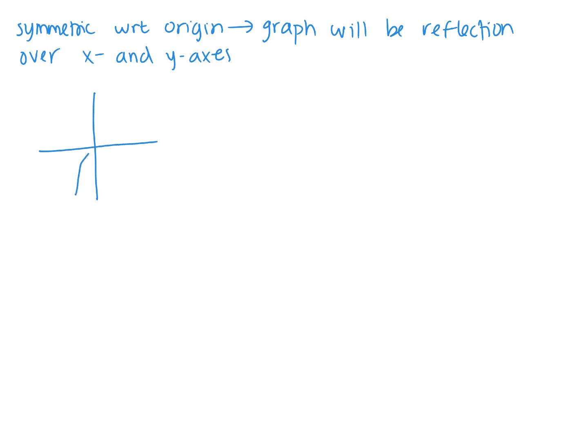If we take something like this, if I focus on this part of the graph, if I were to reflect that over the x-axis, it would go up like this. And then if I were to reflect again over the y-axis, it would be here. Hence, this entire graph is symmetric with respect to the origin. If I reflect up and then reflect to the side, I get the rest of the graph. That's symmetric with respect to the origin. It doesn't matter if you do the x or the y-axis first.